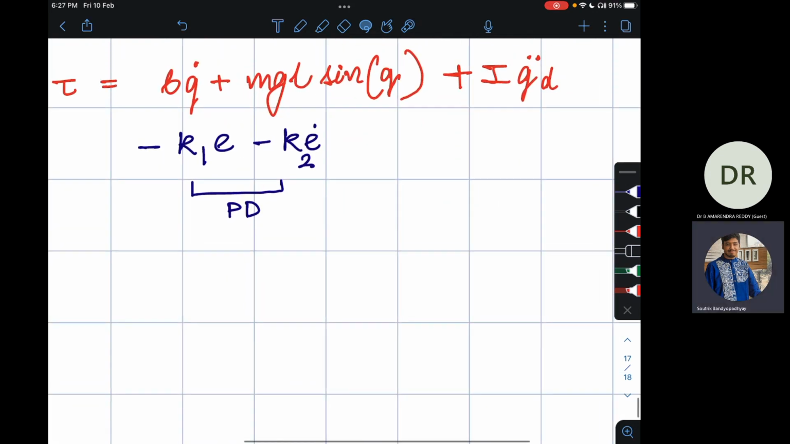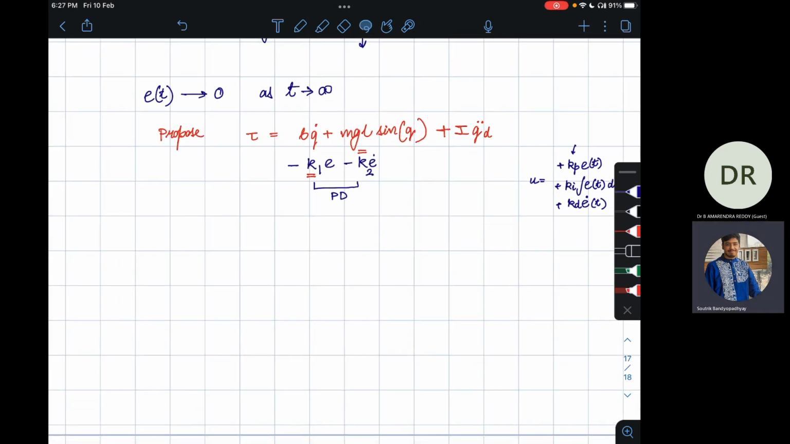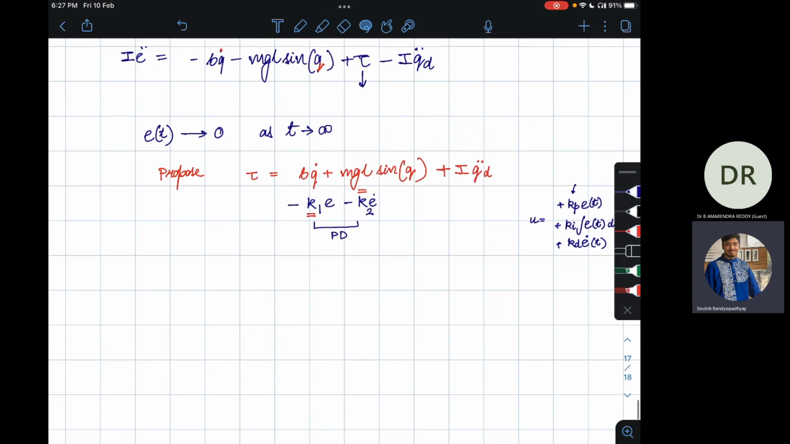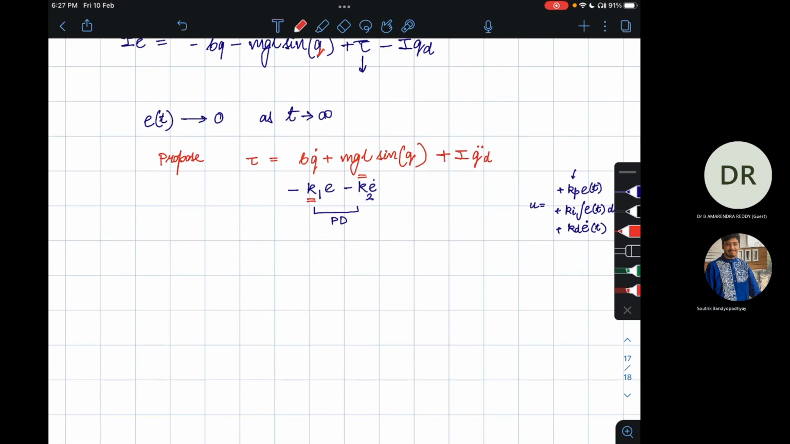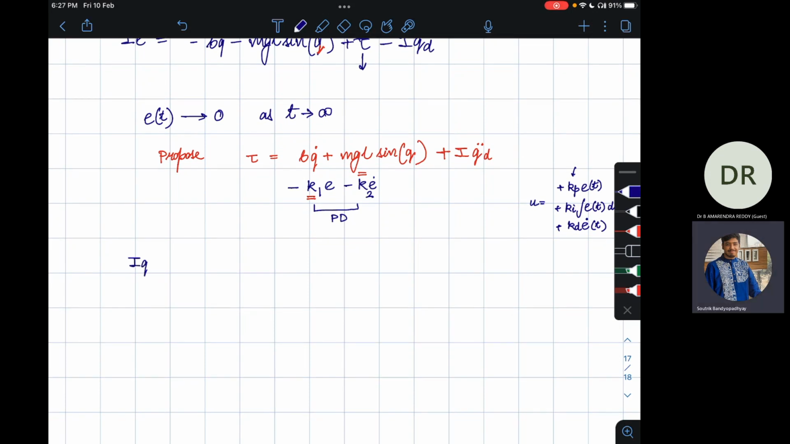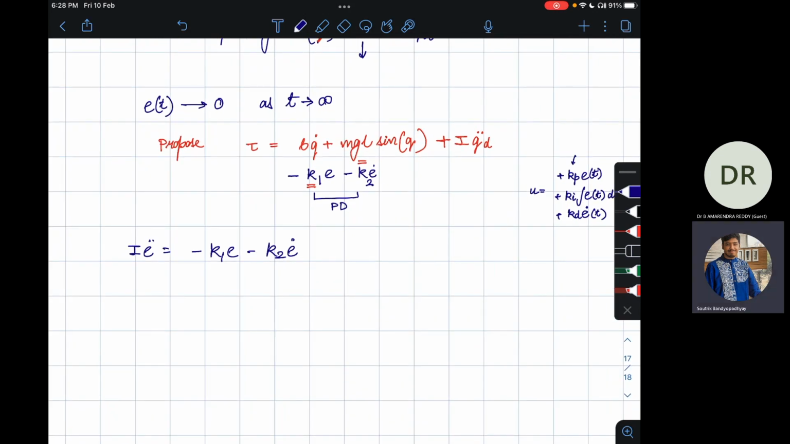So this is similar to that. We have this tracking error. This is a proportional component of it, and this is the derivative component of it. Now, if you have this kind of control law, if you substitute it in this dynamics, we would have I E double dot is equal to minus K1 into E minus K2 into E dot, right?